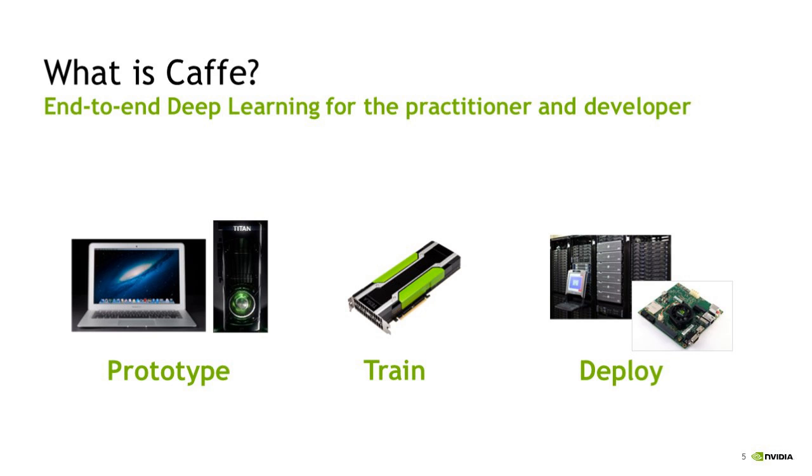And then finally, when you're happy with the performance of your model on your training data, you can deploy to a data center or even onto embedded systems. And we'll talk about every stage of this process as we go through today. So the next set of slides will talk about some of the features of Caffe, and we'll step through in the order you would encounter these features as you go through the process of prototyping, training, and then deploying a network.